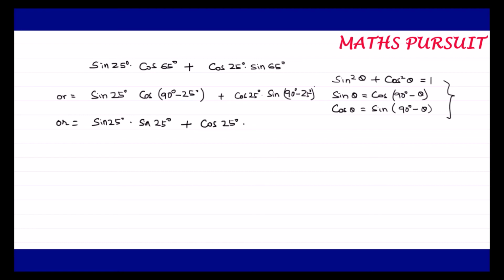So that is what I will write: cos 25 degree, or that is equal to sine square 25 degree plus cos square 25 degree. Guys, I told that I will take the help of this one, sine square theta plus cos square theta is equal to 1. Here the theta value is 25 degree. So I can easily write this as equal to 1, because sine square 25 degree plus cos square 25 degree is nothing but 1. So that is our answer. After evaluating this, we got our answer as 1.